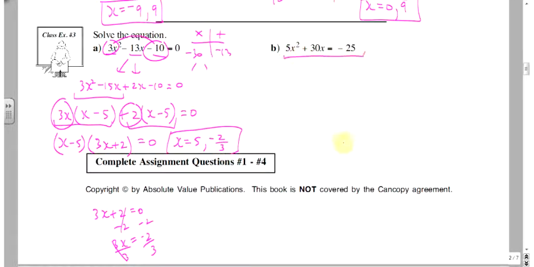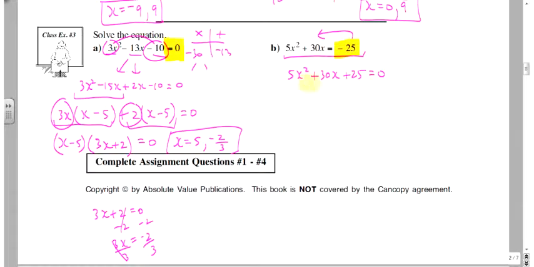How does this one look any different? Does it equal 0? No, it equals minus 25. How can I make it look like this one? Because I just solved this one, I know what to do. How about I throw that to the other side? How about I add 25 to both sides? Now it looks like something I want it to.